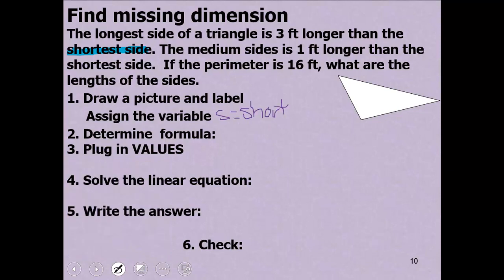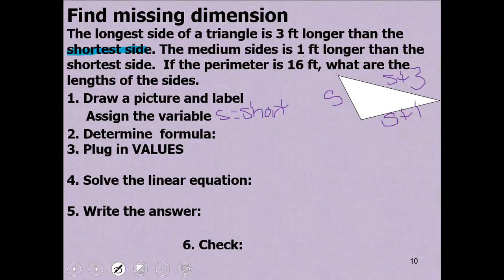Okay? It says my medium side is 1 foot longer than my shortest side. So again, medium is being described in terms of the shortest side. So if this is short, here's my long side, right? It has to be S plus 3. And then my medium side is S plus 1, because the medium side is 1 foot longer than the short side. So you're going to add 1 more to your short side to get your medium side.